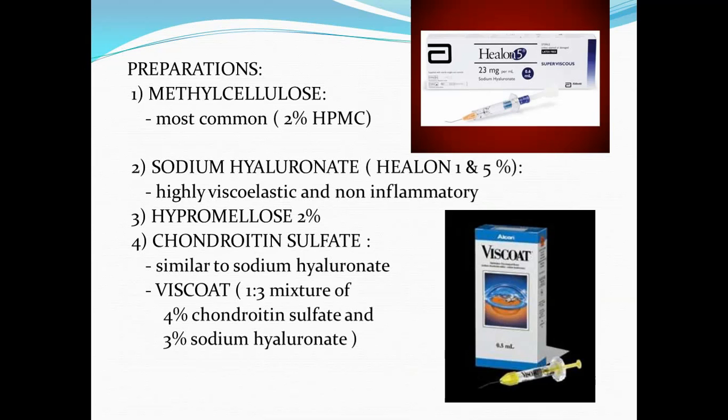Chondroitin sulfate is another high viscosity viscoelastic substance which is similar to hyaluronate. There is a viscoelastic substance called Viscoat, which is very commonly used in ocular surgeries. It is a combination of a 1:3 mixture of 4% chondroitin sulfate and 3% sodium hyaluronate. So these are the common viscoelastic substances which are used.